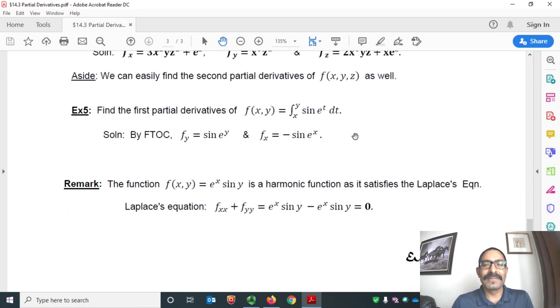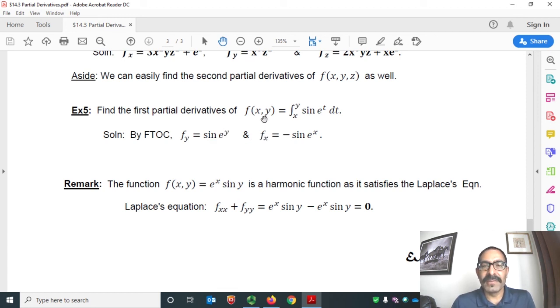Example 5. Find the first partial derivatives of f, which is given as the integral from x to y of sine e to the t dt. Solution. We are using the fundamental theorem of calculus. Let's take the first partial derivative with respect to y. So the x term is constant. Then we are simply replacing this t by the upper limit of the integral, y. So simply sine e to the y.